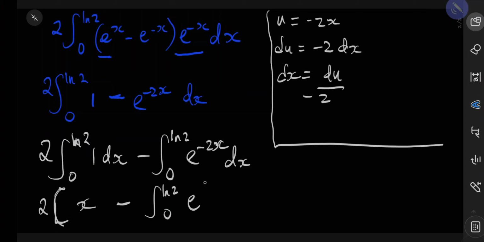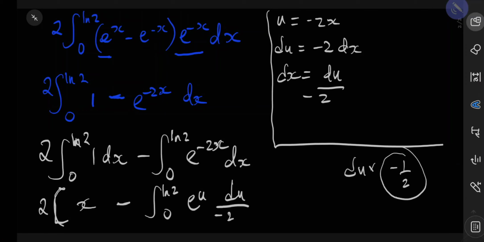Just rewriting this, we have e raised to power u instead of minus 2x, and instead of the dx, we would use du over minus 2. Now, looking at this, you observe that inside this integral, du over minus 2 is the same thing as saying du times minus half. Now, half becomes our constant, and we're going to have to take that constant outside this integral.